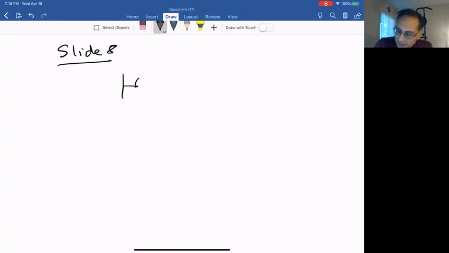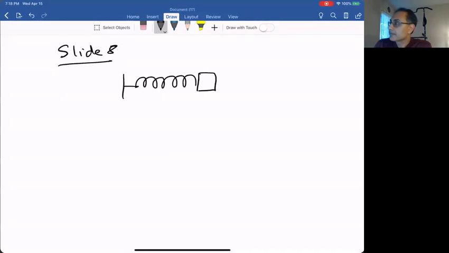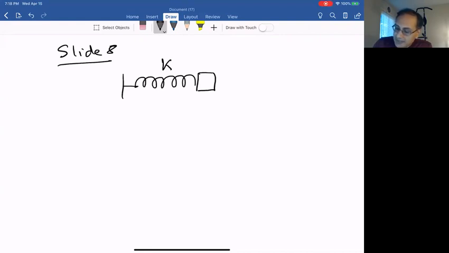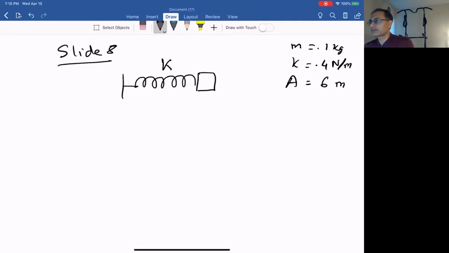So basically, let's also draw. The drawing is not super important here. So we have a spring mass system, and the K of the spring is given, and we are also given the mass. Let me just write these down. So M is equal to 0.1 kg, K is equal to 0.4 newtons per meter, and the amplitude of the simple harmonic motion is 6 meters. Okay, and then we are given some information about what the system was doing at t equals zero. All right, now what is the equation of motion going to look like?